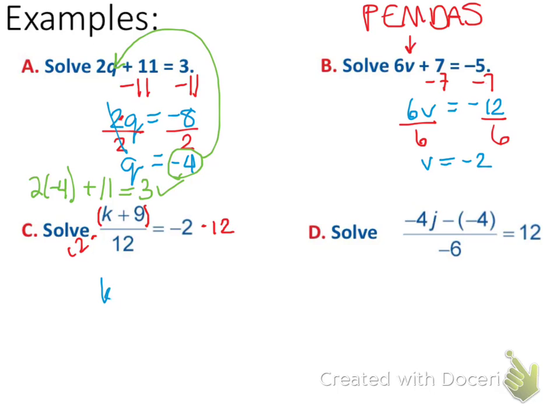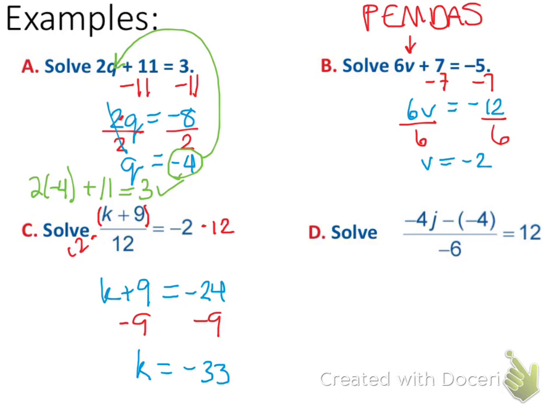That gives us k plus 9 equals... oh, nope, multiplying, not adding. k plus 9 equals negative 24. Now we can deal with the addition or subtraction. Subtract 9 from both sides. And so k equals negative 33, right? Negative 24 minus 9. Yep, okay. All right, why don't you try letter D on your own? Push pause and give it a try.